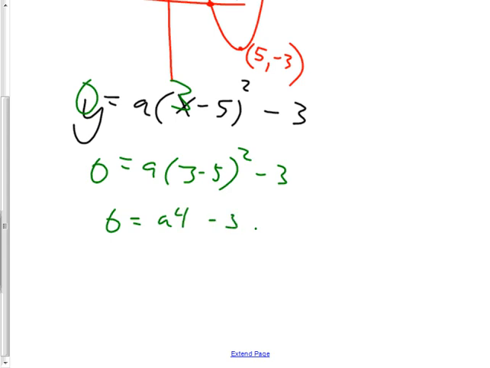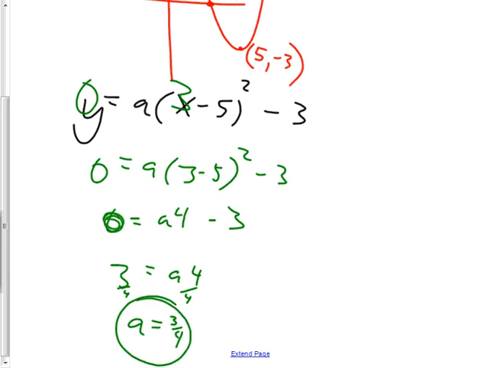And it'd be tempting to subtract the 4 and the 3, but you can't. Add 3 to both sides. 0 plus 3 is 3. And then divide by 4. Divide by 4. Divide by 4. A equals 3/4. Is that the final answer? No, but I know a lot of kids are going to leave it that way. It's not the answer. It's just the stretch factor.